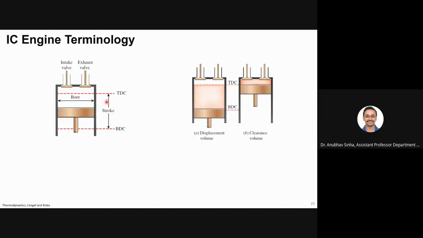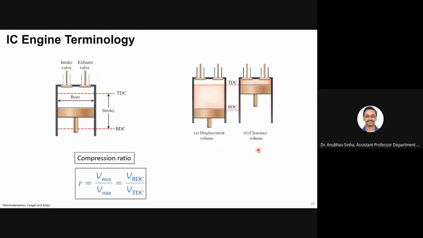Now when it hits the top, some volume will be left. That volume is called clearance volume. It is not going to hit the top. It will have some gap between the cylinder head and the piston. That volume is called clearance volume.